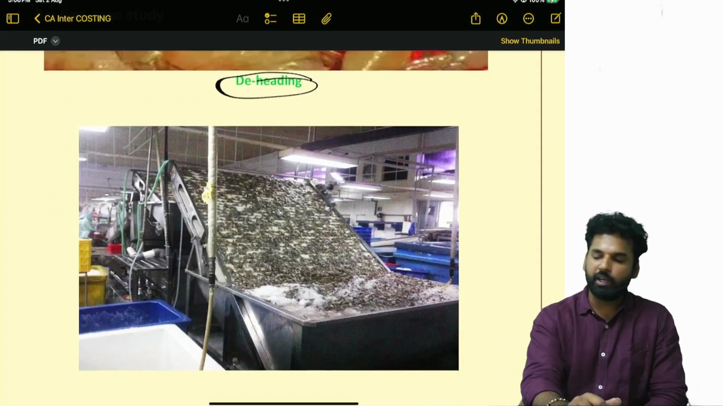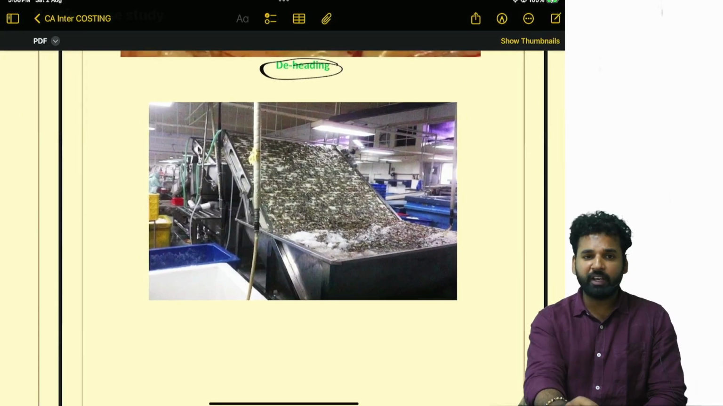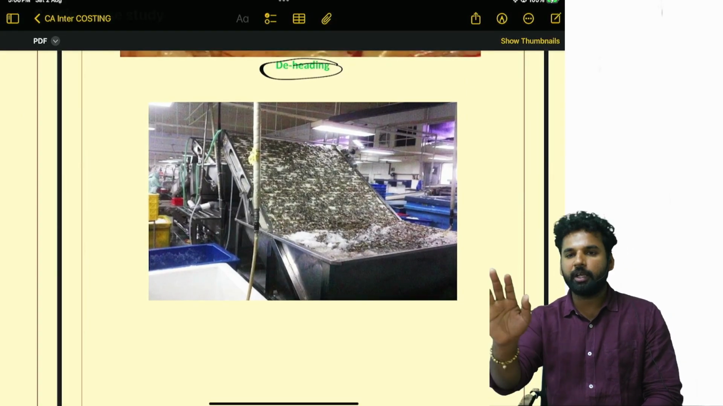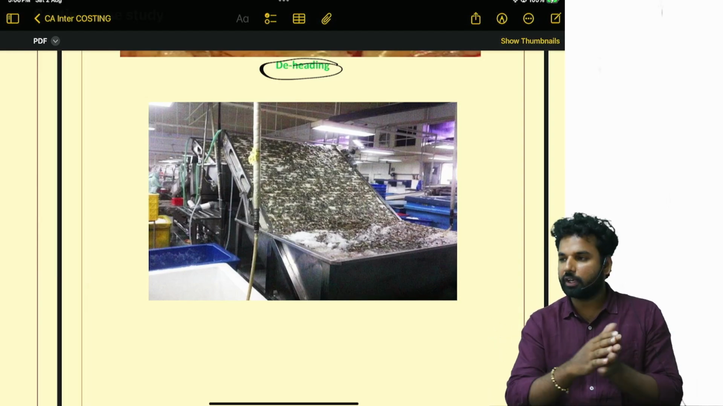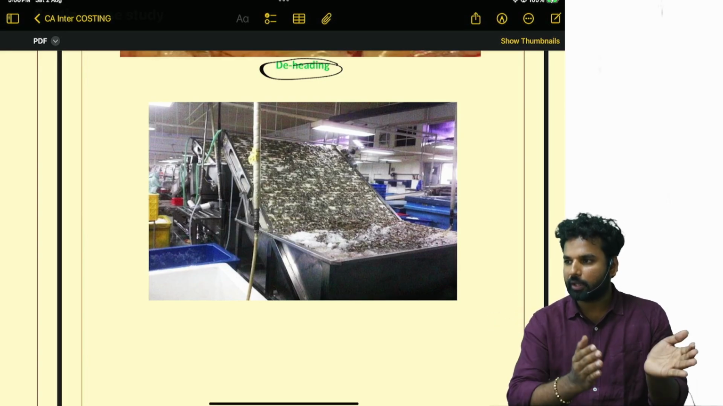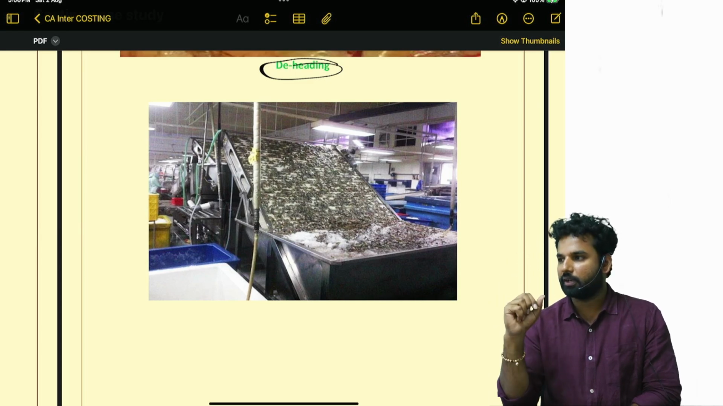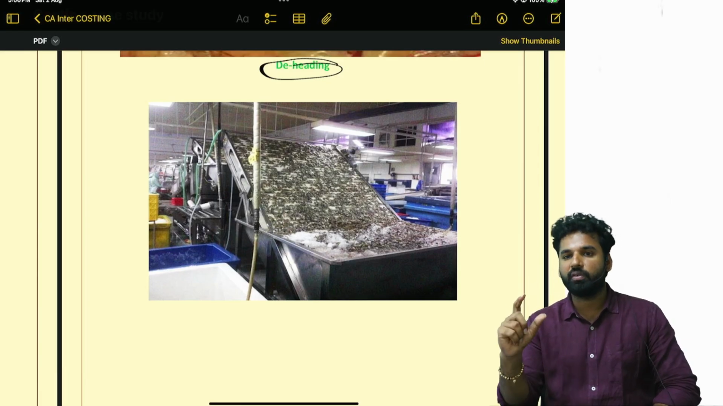So after deheading, it will be graded. That means if you are taking, let's say, 30 count, that means you have taken out 30 pieces per kg. So all the sizes will not be uniform. In that, a small piece may be there, and a big piece will be there. So totally it will be 30, but it is not that all the pieces are uniform in size.